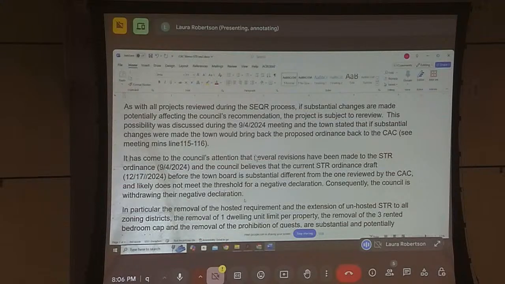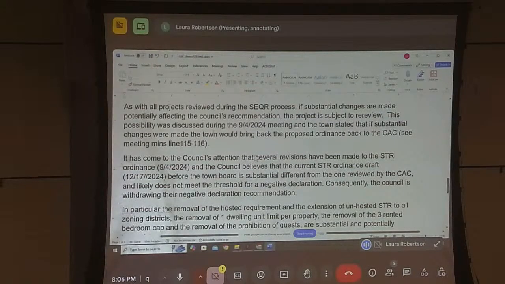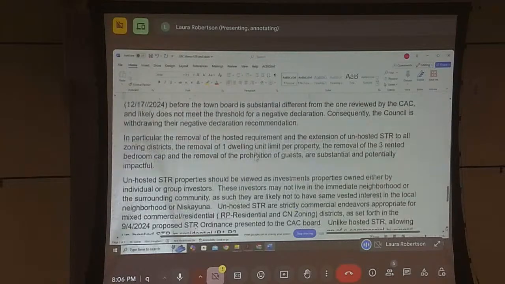It has come to the council's attention that several revisions have been made to the short-term rental ordinance since 9/4/2024, and the council believes that the current short-term ordinance, which is 12/17/2024, before the town board is substantially different from the one reviewed by the CAC and likely does not meet the threshold for a negative declaration. Consequently, the council is withdrawing their negative declaration recommendation. Yeah, we need to fix the words on this. This is just a draft.